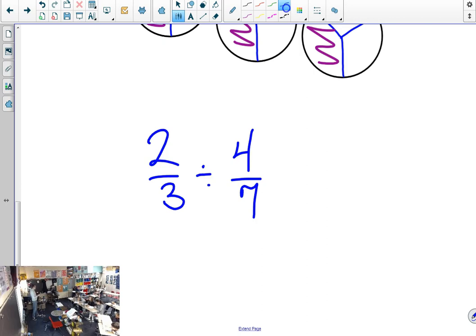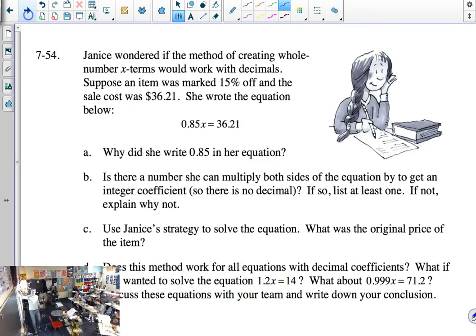Now, how can we show it? We know we can keep change flip, multiply by the reciprocal. We know how to do the math. But how could you visualize this? And then fraction divided by fraction is even harder.